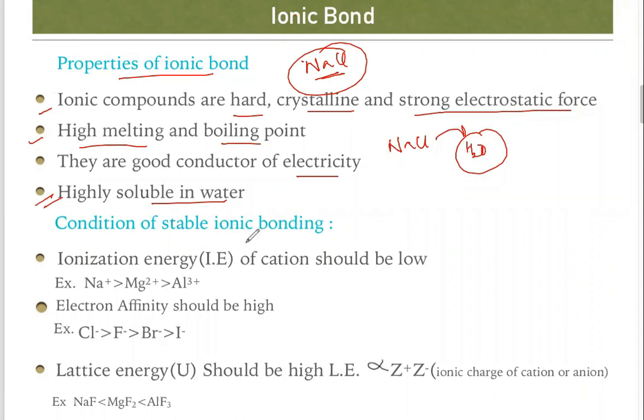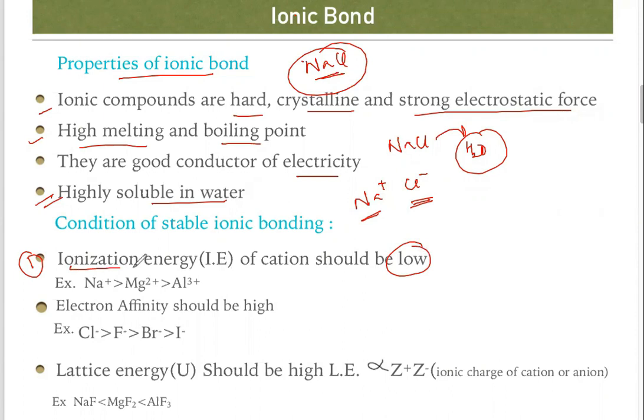Conditions for a stable ionic bond. As you already know, an ionic bond is formed between a cation and an anion, right? So there are a few conditions for the stability of the cation as well as the anion. What are those conditions? First condition: the ionization energy of the cation should be low. Remember, this should be low.